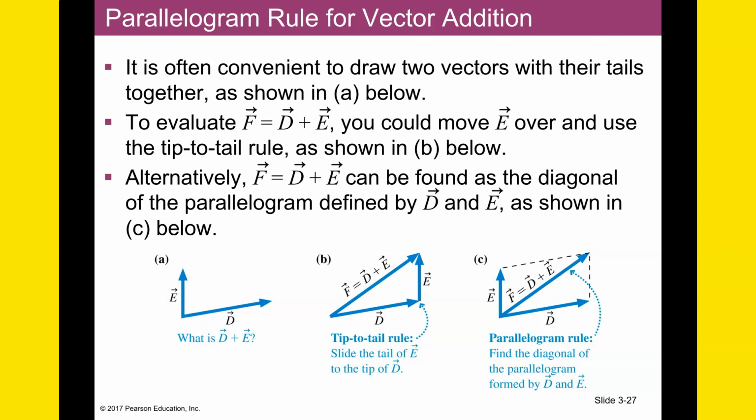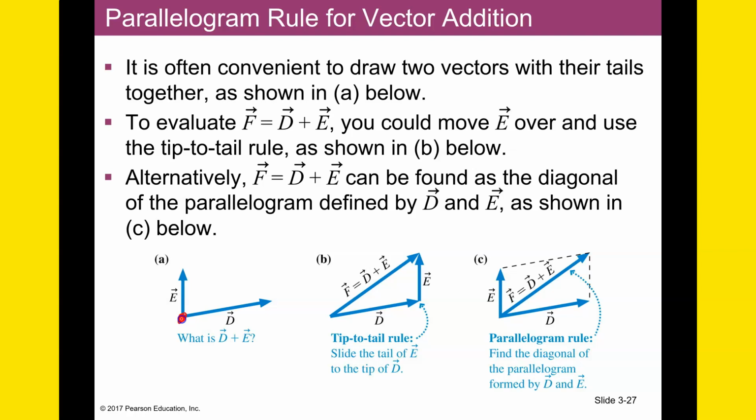Parallelogram rule for vector addition. It is often convenient to draw two vectors with their tails together, as shown in figure A below. So you got vector E and vector D happening here. Both of them happen on one point here. So they're happening at the same time on one object, which is why it's convenient in this case to draw them with their tails together.